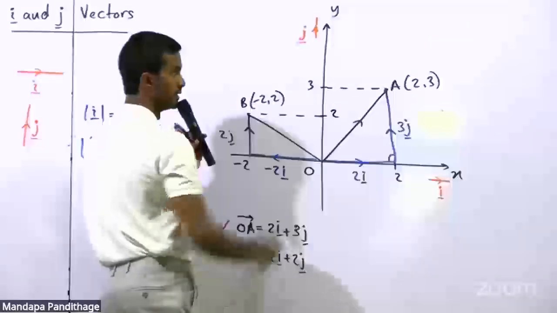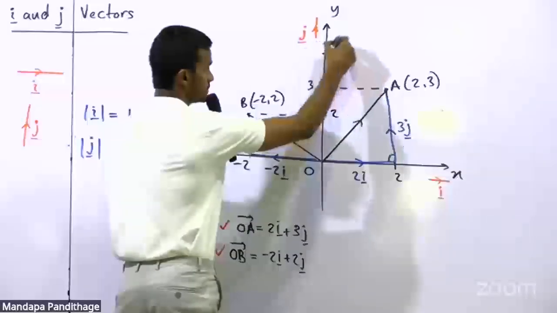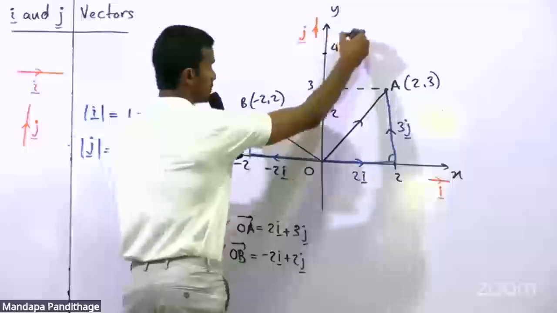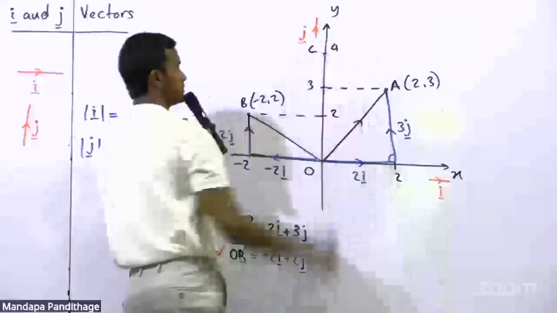Okay, one more. Let's say we have point C here. It's 4, and it is point C.